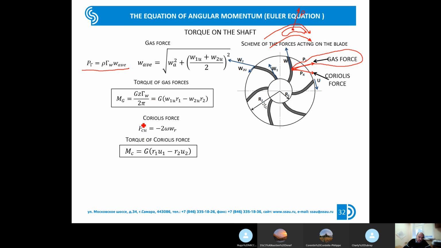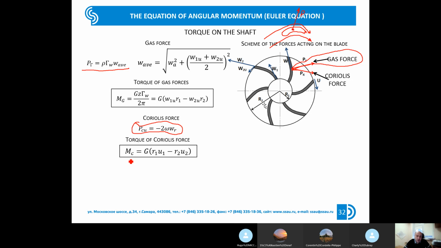I hope you remember the formula for calculating the Coriolis force, and I will refresh the information that the Coriolis force is directed normally to the direction of the axis and the direction of the relative velocity. And based on the value of the Coriolis force, after some conversion, we can calculate the value of the momentum, the torque which is created by the Coriolis force.